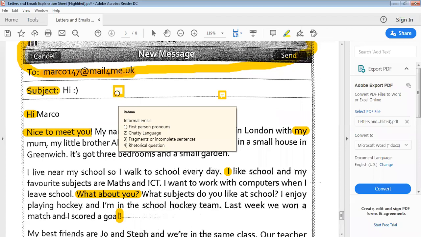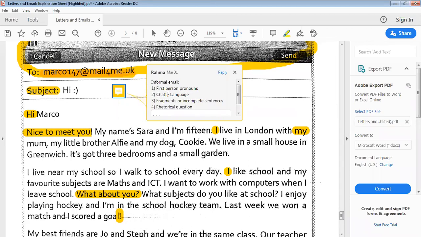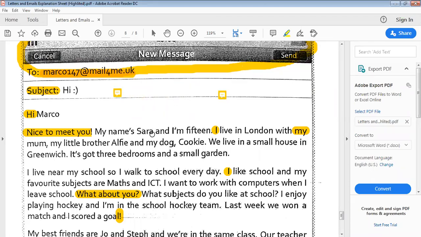So a quick recap. This is an informal email, okay? I have first person pronouns. I have chatty language or fragments or colloquial language. Informal language in another way: fragments or incomplete sentences. I have a rhetorical question, okay? So again, quick recap. Letters and emails are almost the same. A letter can be formal or informal, and so is the email. They can be formal or informal, okay? The difference is a letter is written on paper, but the email is sent electronically, okay?